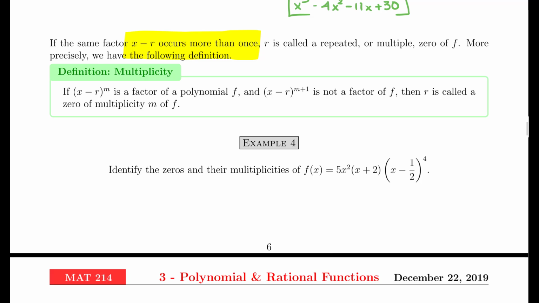But here, what's nice about example 4, I've already factored it for you. You don't have to worry about factoring it. We just have to apply the zero product property. And we take each one of the individual factors and set them equal to 0.